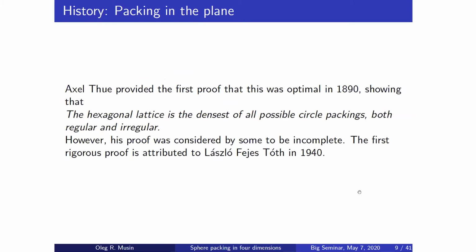Okay, let us consider a general case, not necessarily lattice packing, any packing. The first announcement appeared that the hexagonal lattice is the densest of all possible circle packings. It was claimed by Axel Thue, a famous Norwegian mathematician, in 1890. But most experts doubt that he had a proof.